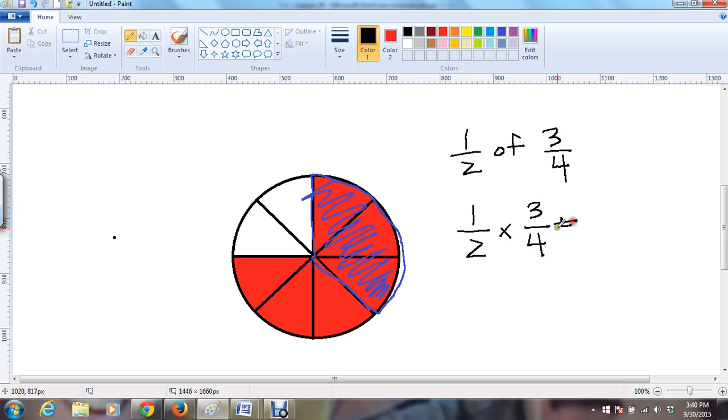And that is multiplying. Sorry about this, my pen is not working very well. I want to erase, but it's turning red. There we go.